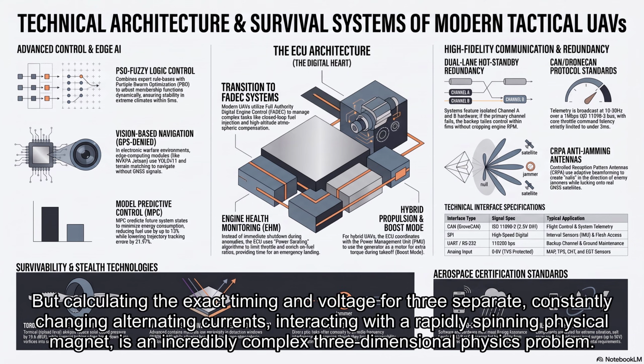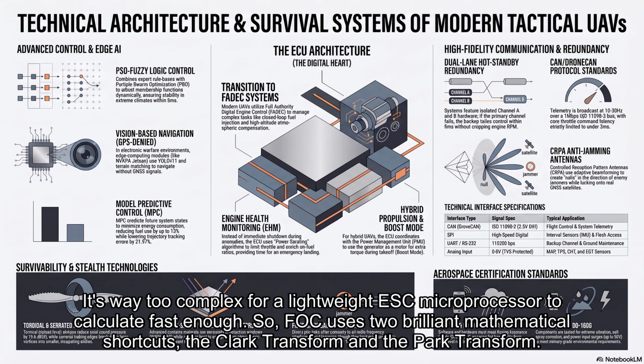But calculating the exact timing and voltage for three separate, constantly changing alternating currents, interacting with a rapidly spinning physical magnet, is an incredibly complex three-dimensional physics problem. It's way too complex for a lightweight ESC microprocessor to calculate fast enough. So FOC uses two brilliant mathematical shortcuts, the Clark transform and the Park transform.